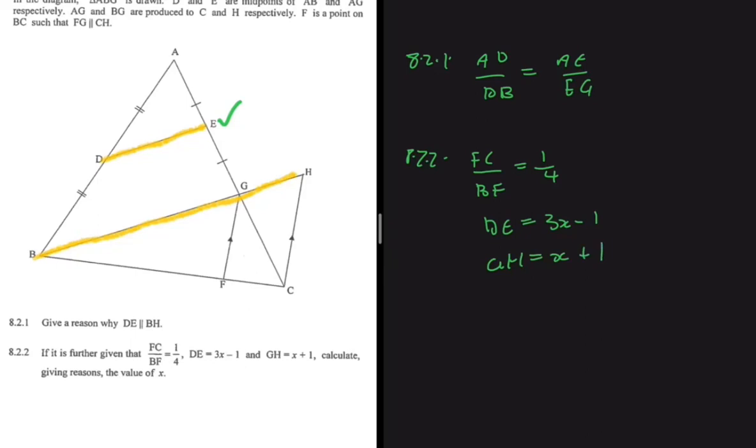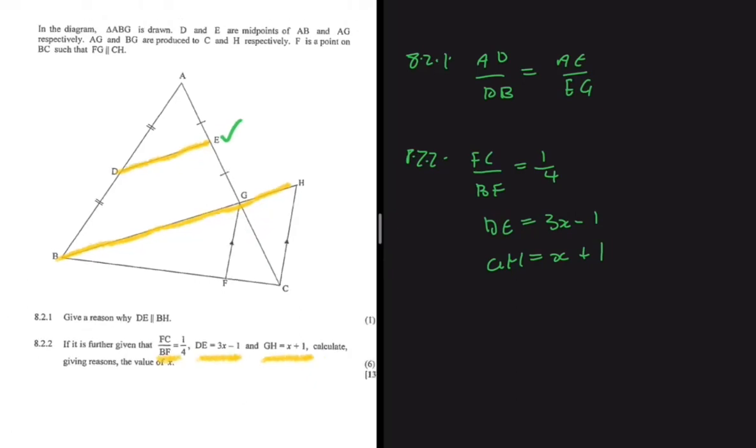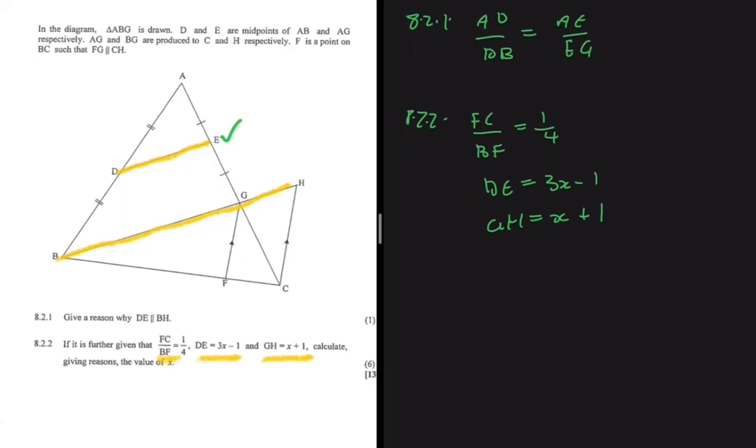When you just look at DE is equal to 3x minus 1 and GH is equal to x plus 1, you can think the problem is really complicated, especially if you look at the sketch again. You might get intimidated, and then you even see the mark allocation, 6 marks. But let's see what happens. So right now, let me just erase this line.